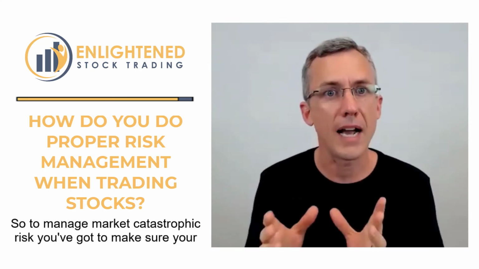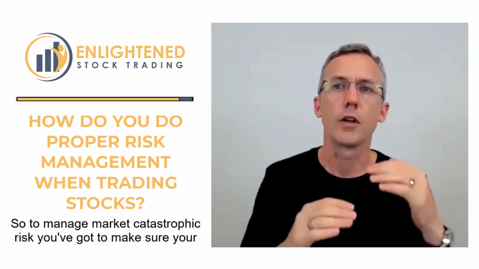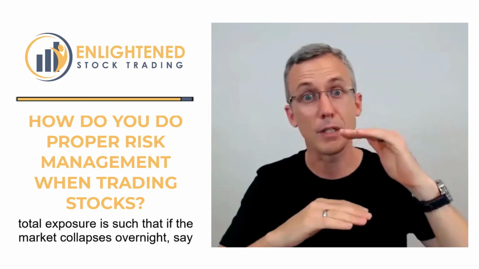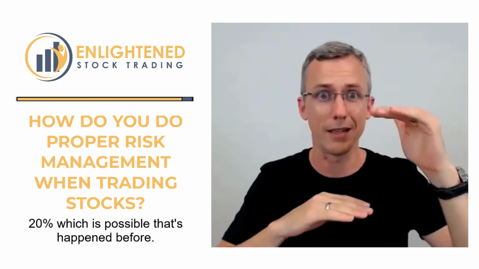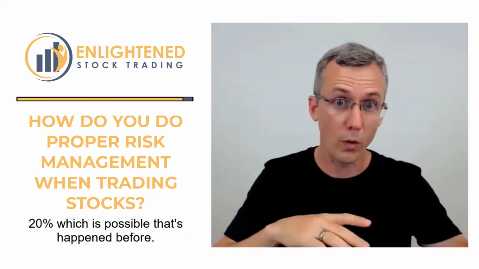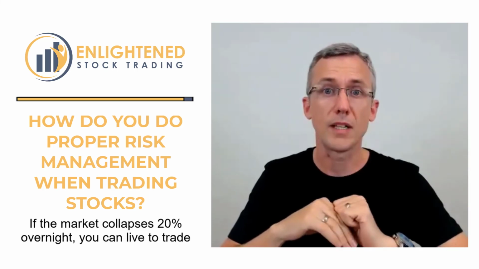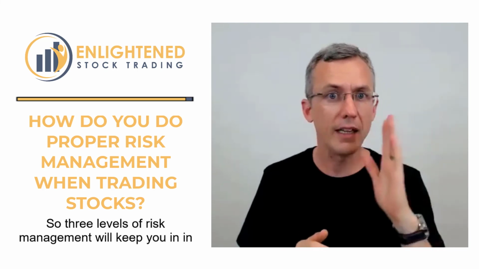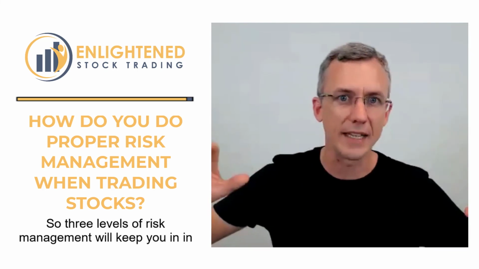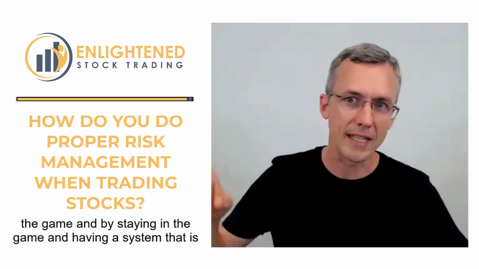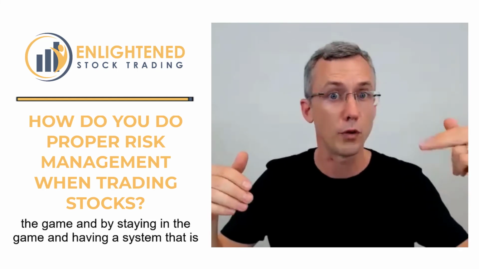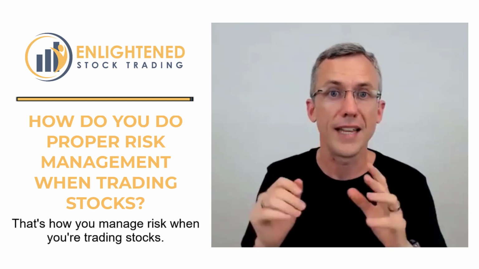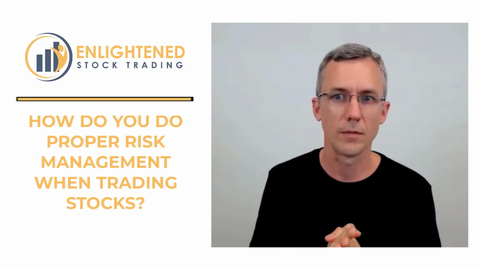So to manage market catastrophic risk, you've got to make sure your total exposure is such that if the market collapses overnight, say 20%, which is possible, it's happened before, you can live to trade another day. So 3 levels of risk management will keep you in the game. And by staying in the game and having a system that is profitable over time, you build wealth and you don't get wiped out. That's how you manage risk when you're trading stocks.